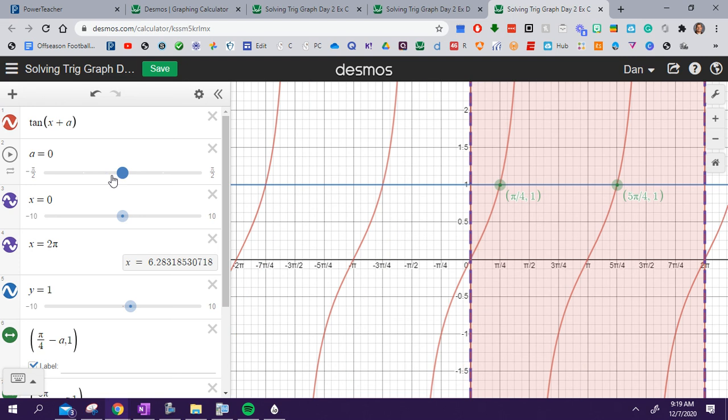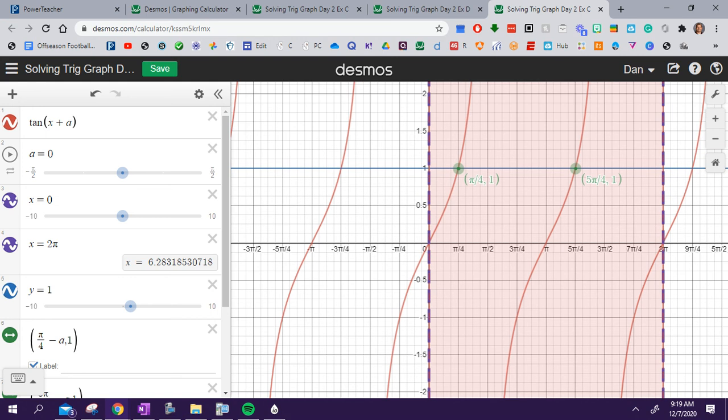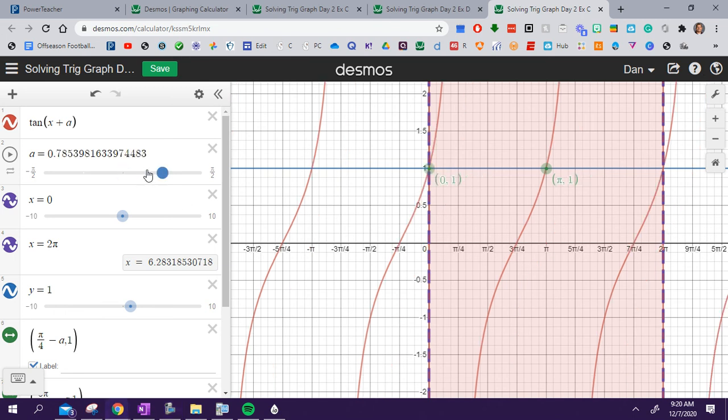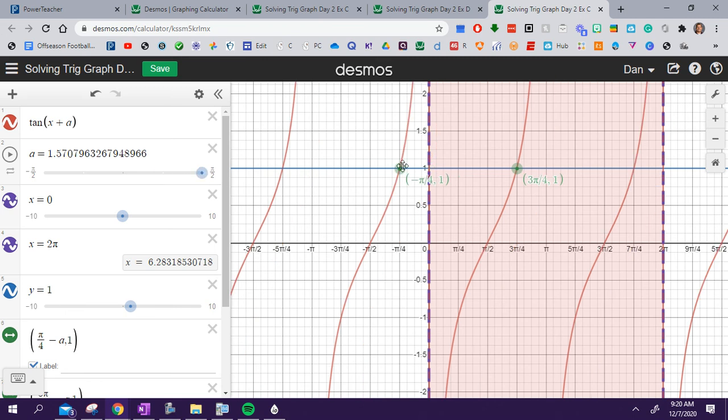What about this? What if instead of shifting it to the right, I would have shifted it to the left? What would have happened with my answers if I shifted it to the left? Talk with your neighbor for a second. What happens if I shift to the left? So if I shift to the left, I'm taking this guy and I'm doing this. Watch, ready? Oh, I shifted over. Is this negative pi over 4 an answer anymore? No. By shifting it to the left, it got kicked out of my interval.